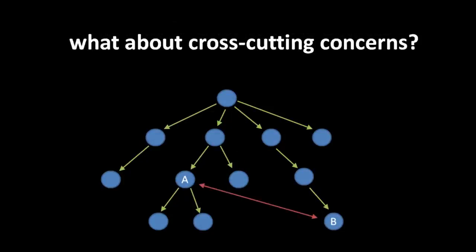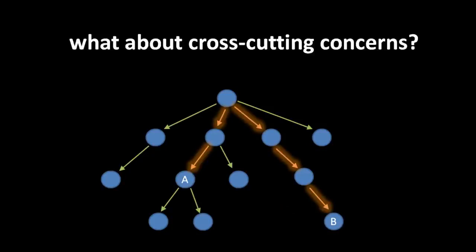And so what happens when we have some sort of cross-cutting concern, like down in the hierarchy it turns out, oh wait, there's some business that object has with another object in a totally different branch of the hierarchy. How do they talk to each other? Well, not directly. Everything has to go through their common ancestor.